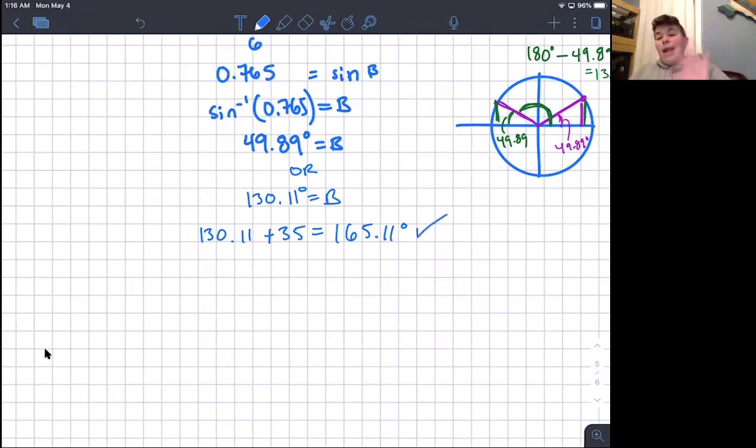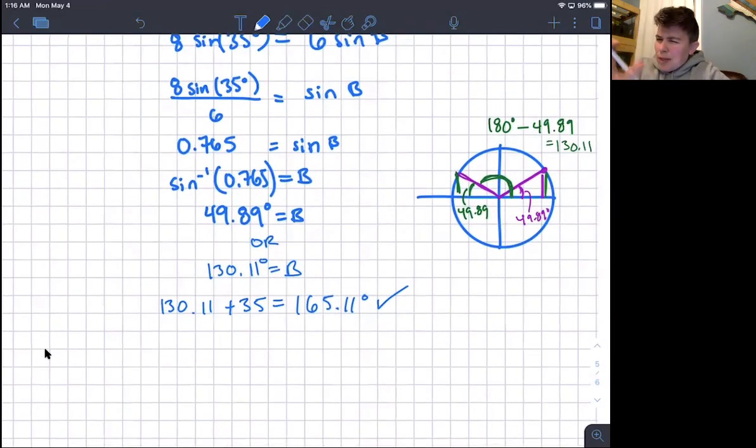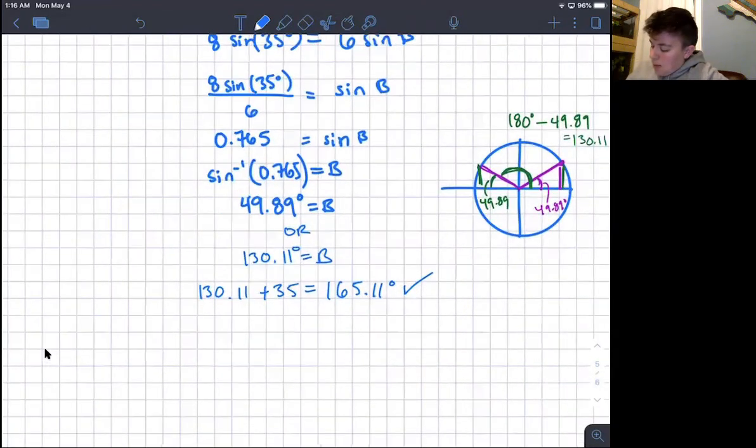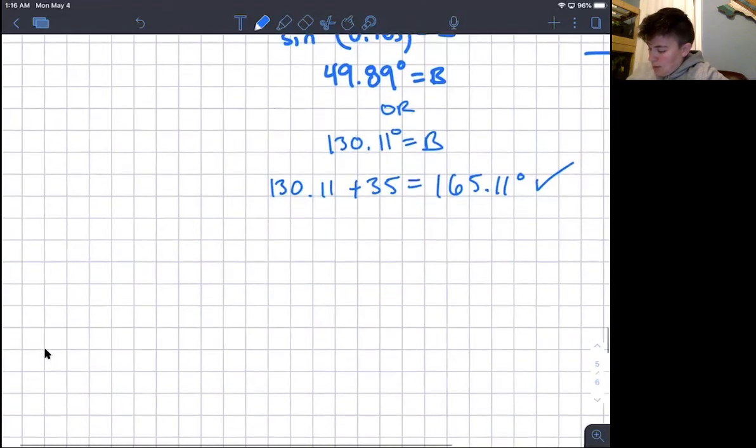Yes. So I have two possible situations, right? I have either angle B is 49.89 or I have angle B is 130.11. So I have two possible triangles that can happen, two possible side lengths and angles for angle C and side C that will make this triangle happen. And I'll do a little bit more explaining on this on the next notes. I just wanted to show you how to calculate it on these notes. So y'all, let's go ahead and calculate our two different triangles.